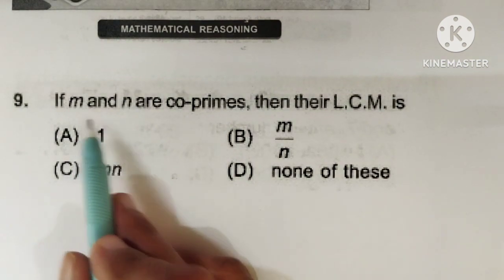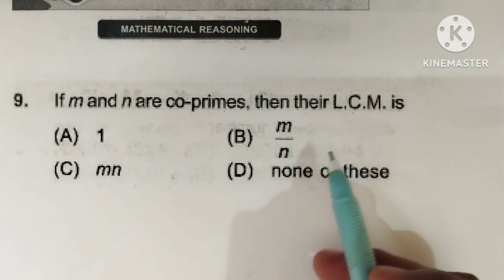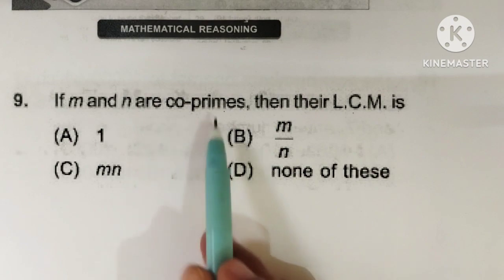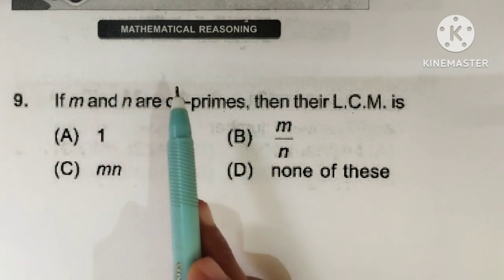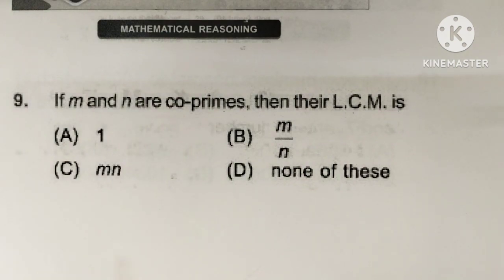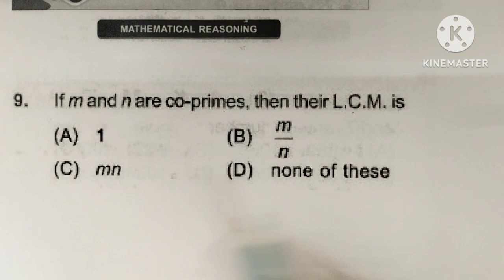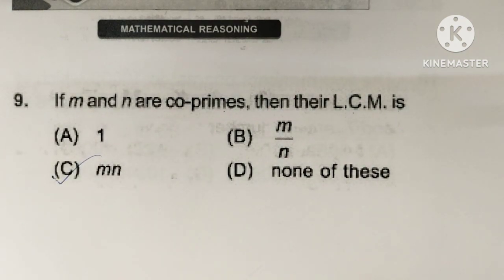9th one. If M and N are co-primes, their LCM is. We know the definition of co-primes. Co-prime means the highest common factor of these two numbers must be 1. So M and N are given co-primes. What is their LCM? If the numbers are co-primes, their LCM must be their product. So C is the correct option. MN is the correct option.